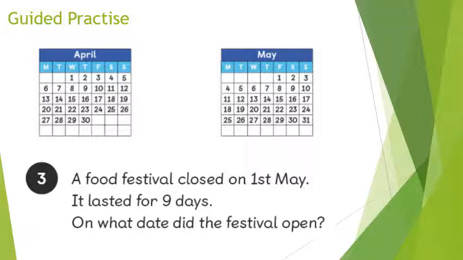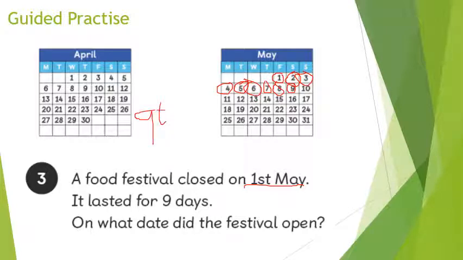A food festival closed on the 1st of May. It lasted for 9 days. On what date did the festival open? Right, I'm just going to get straight on with this one because this is an easy one. 1st of May, 9 days. 1, 2, 3, 4, 5, 6, 7, 8, oh goodness me, 9. 9th of May. That's easy, that's done.